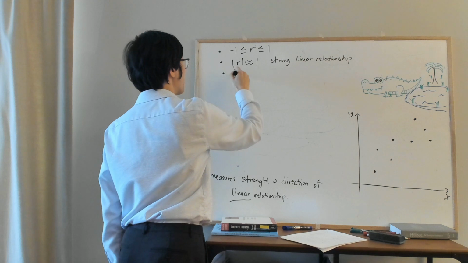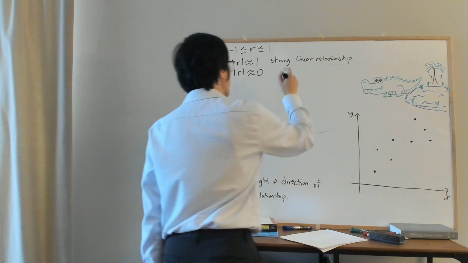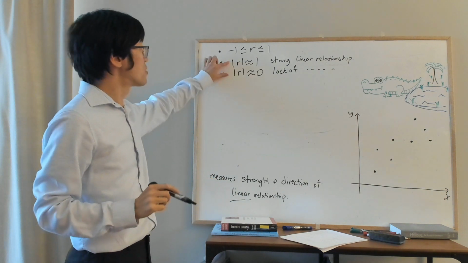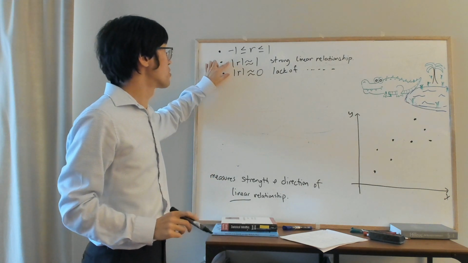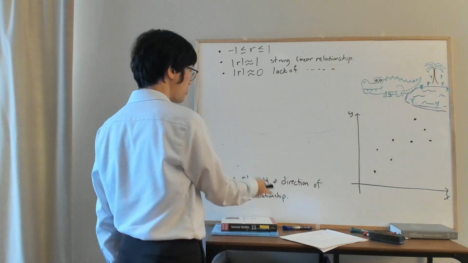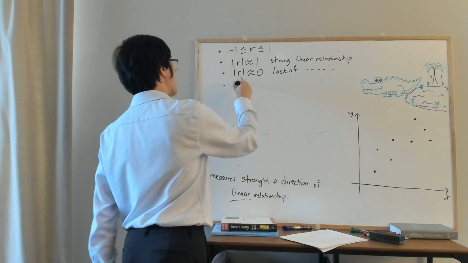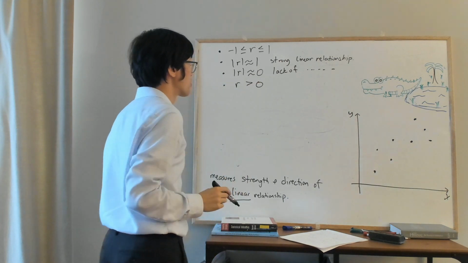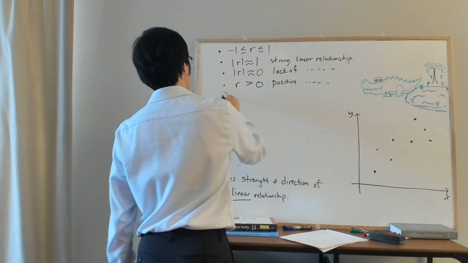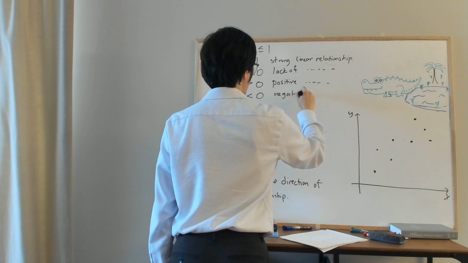And then when the correlation is close to 0, we would say that there is a lack of a linear relationship. Okay, so you can see therefore the magnitude of the correlation refers to the strength of the linear relationship. On the other hand, there's also direction, and this is where the sign of the correlation coefficient comes into play. When the correlation coefficient is positive, we say there's a positive linear relationship, and when r is less than 0, then we have a negative linear relationship.